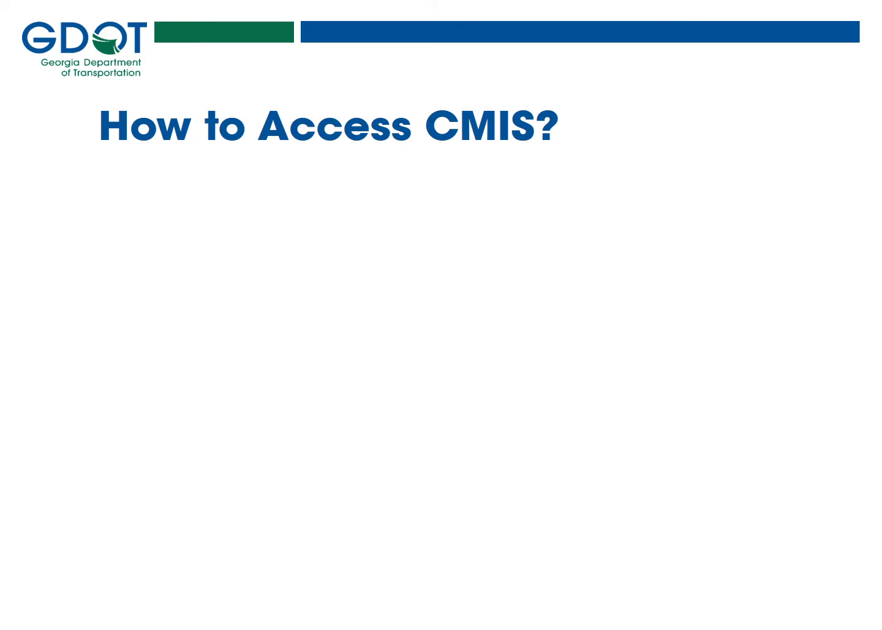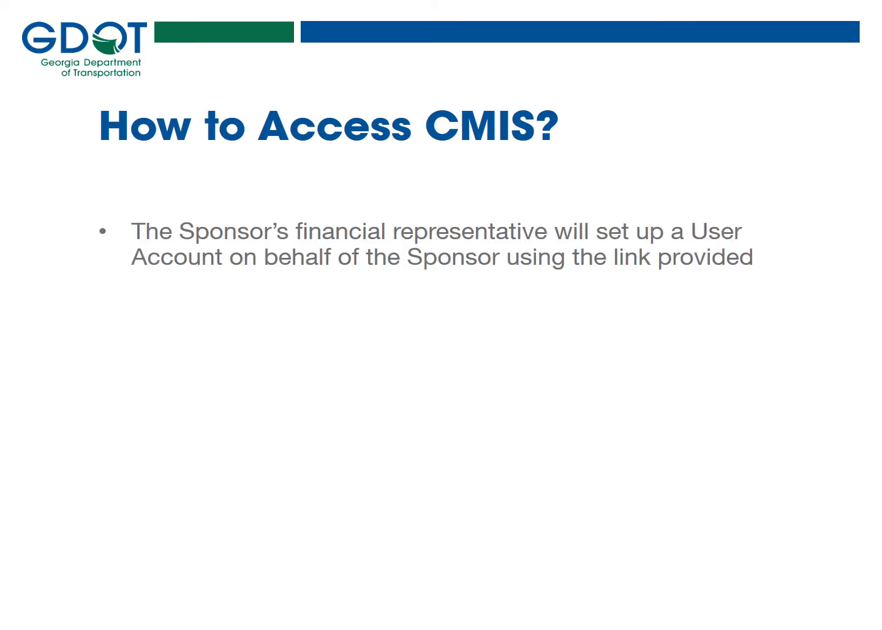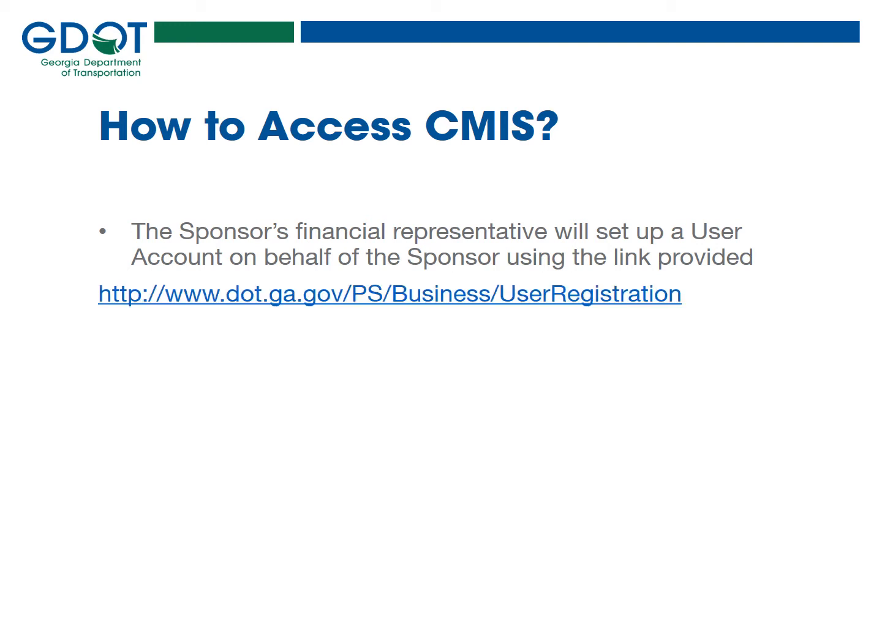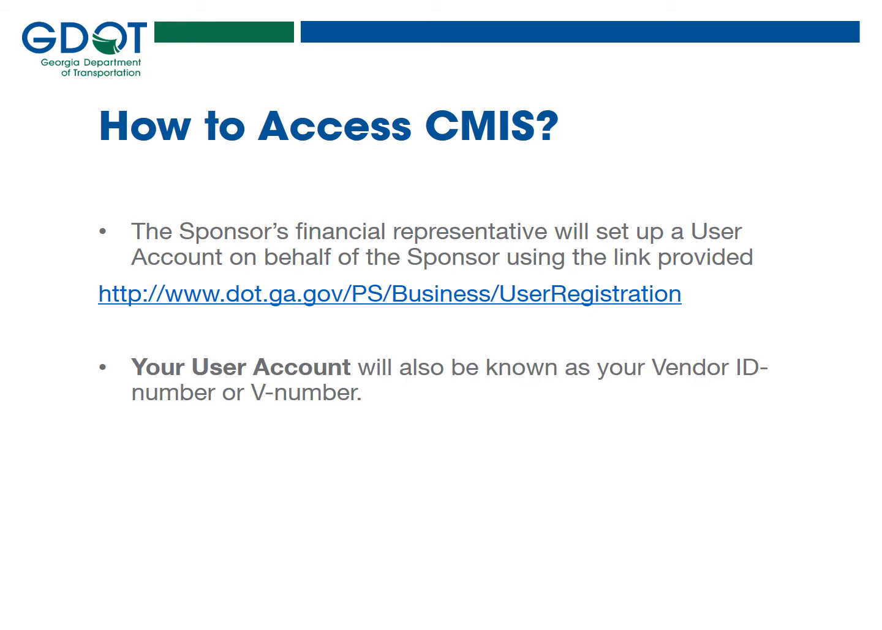How to access CMIS. The sponsor's financial representative will set up a user account on behalf of the sponsor using the link provided below. This link will send you directly to the registration page where your representative can fill out the needed documentation and submit a request to get a VIN number for the Georgia Department of Transportation. The user account number will also be known as your vendor number or your V number.